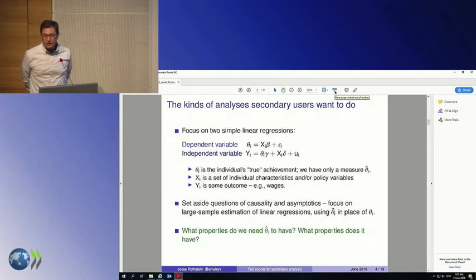I'm going to assume infinitely large representative cross-sectional samples, and just think about what are the consequences in a large sample of using theta hat instead of theta. And try to talk through what properties we would need theta hat to have in order for these regressions to give us the same answer as they would if we actually had theta. And then whether those properties that we needed to have align with the properties that it actually has.